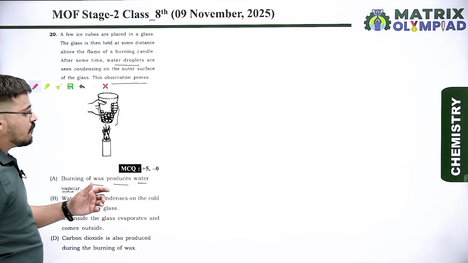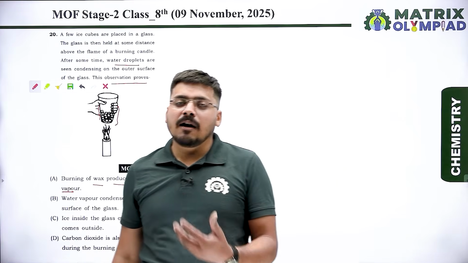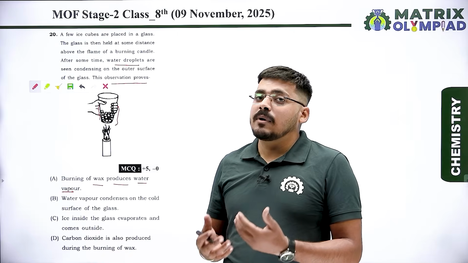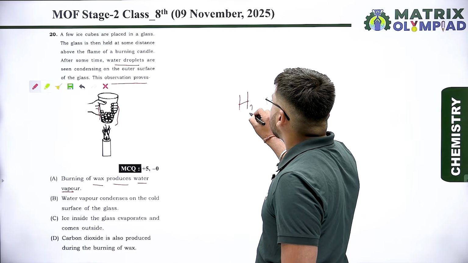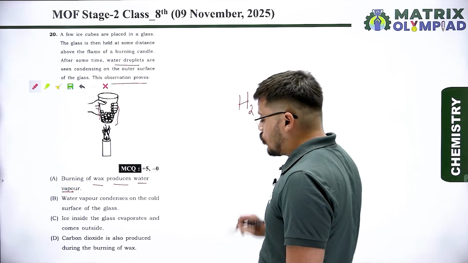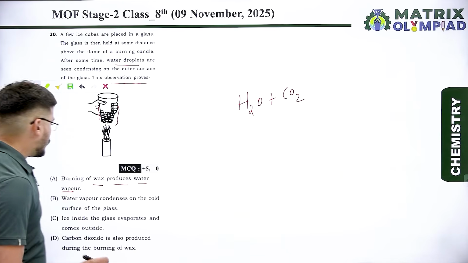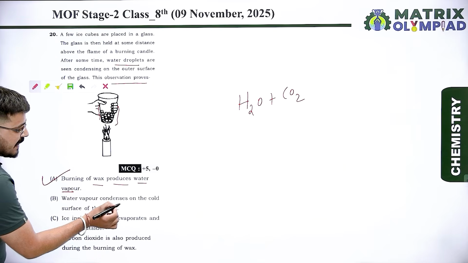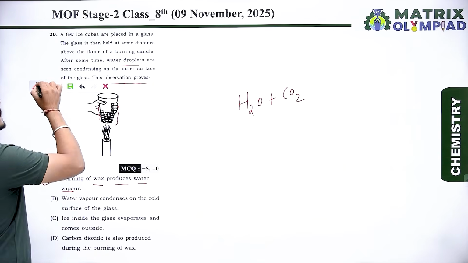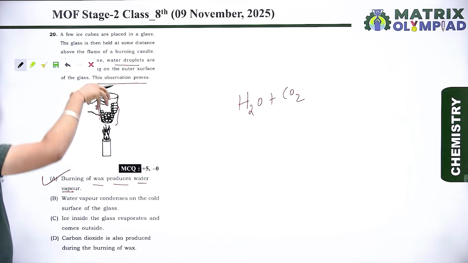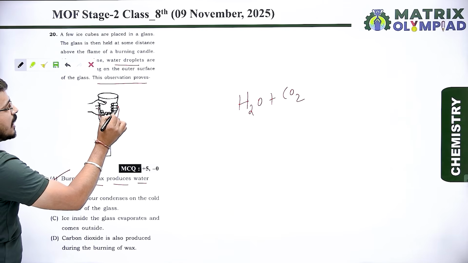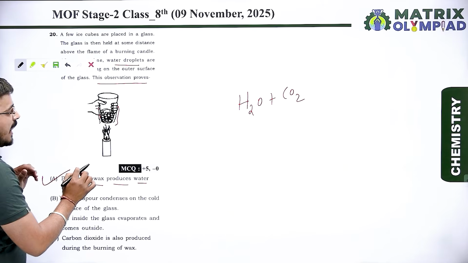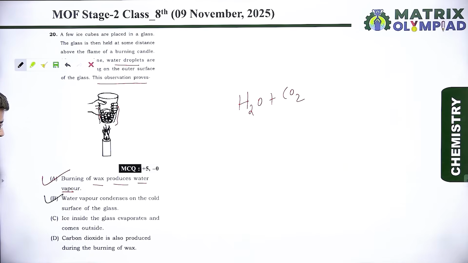We know that wax is made up of hydrocarbons, and when hydrocarbons are burned they produce two compounds, H2O and CO2. So burning of wax produces water vapor. Yes, this is correct. Option A is correct. Option B: water vapor condenses on the cold surface of the glass. Here ice cubes are placed in the glass, so the water vapor formed condenses back outside the glass because of the ice cubes. So option B is also correct.